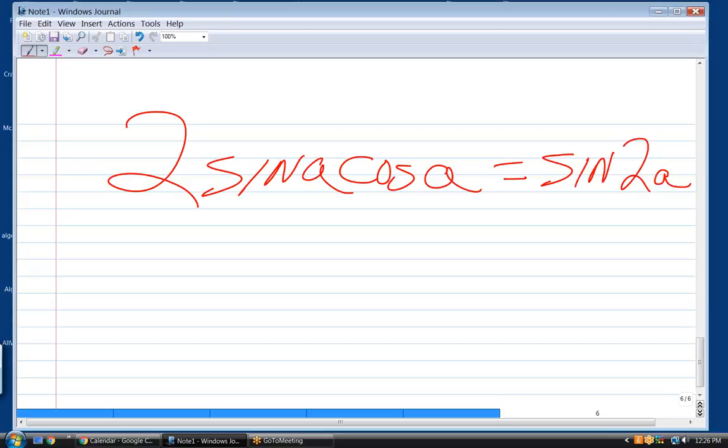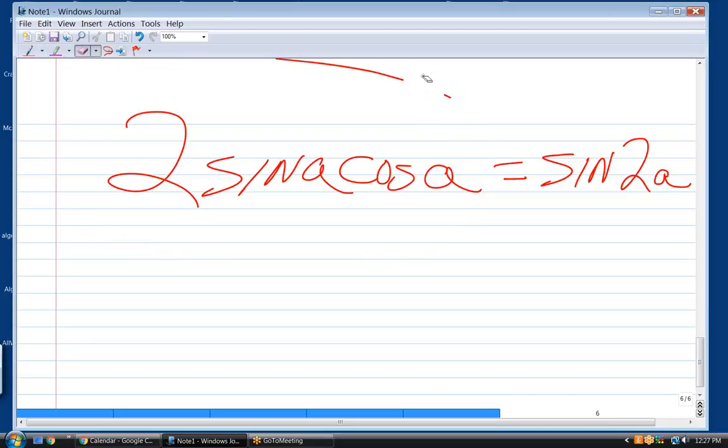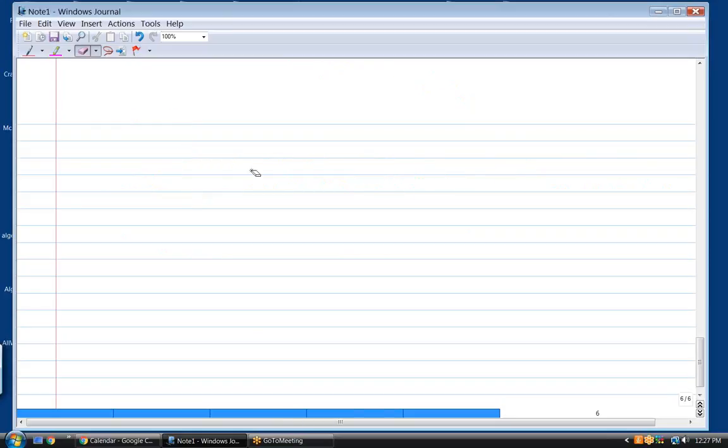Okay. Yeah. Never mind. Well, my point was that you need to be able to recognize it if they give you that, because that's what they may give you. They may not say what's the sine of 2A. They may say what's 2 sine A cosine A. In other words, this is one you need to be able to go backwards on, backwards and forwards.